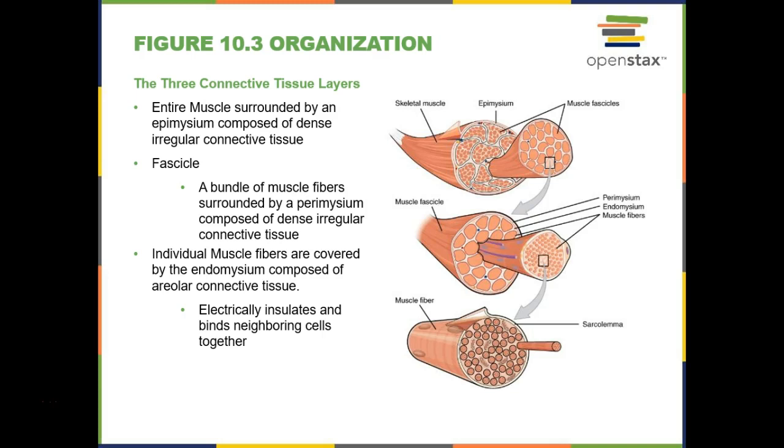The epimysium and perimysium are composed of dense irregular connective tissue, and they separate muscle fibers and bring nutrients to the muscles. But surrounding each of the muscle fibers individually is an areolar connective tissue, and that helps to insulate each muscle fiber from all of its neighboring muscle fibers. And that's really important because each muscle fiber can be individually stimulated.